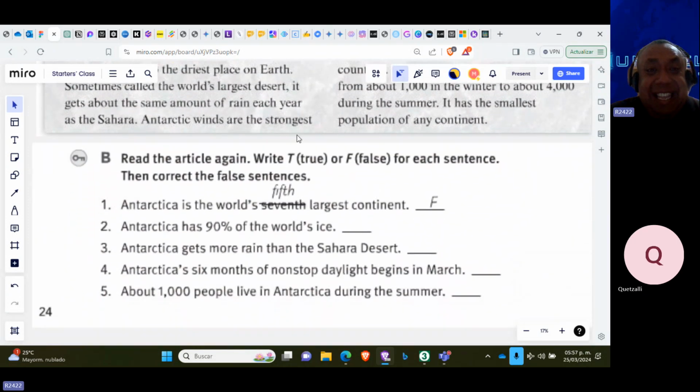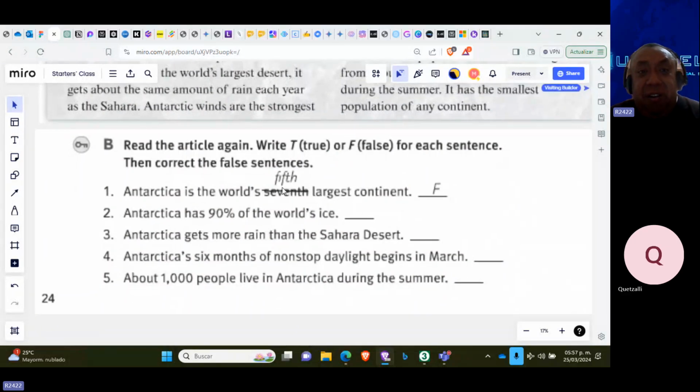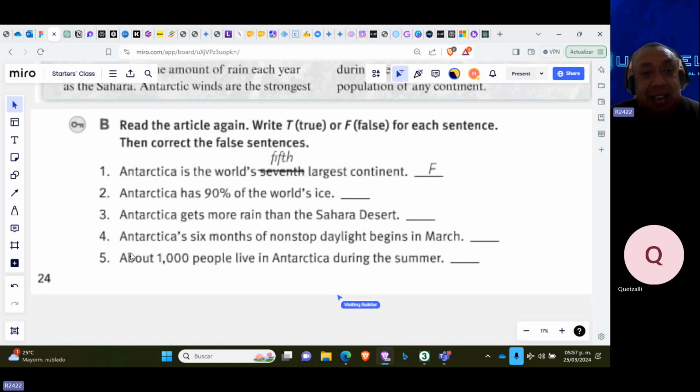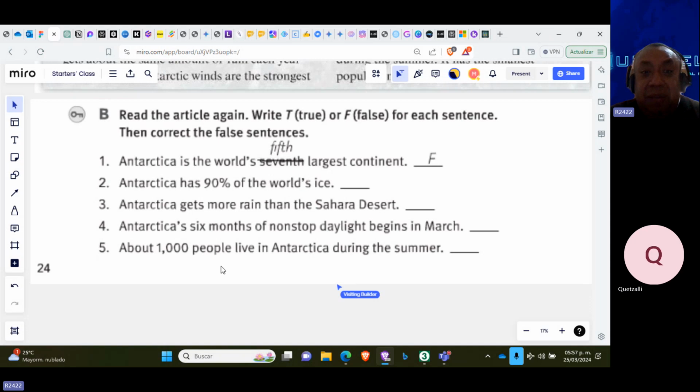So let's continue. Read the article again, write true or false for each sentence. Then correct the false sentence. For example, Antarctica is the world's seventh largest continent. That's false. It's the fifth largest continent. Antarctica has 90% of the world's ice. Antarctica gets more rain than the Sahara Desert. Antarctica's 6 months of non-stop daylight begins in March. About 1,000 people live in Antarctica during the summer.